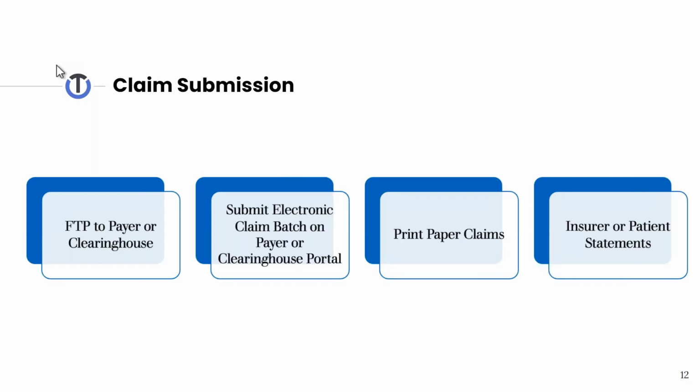Under claim submission, we have different options for submitting the claims once they're created. We can do FTP to the payer or clearinghouse, which is a secure file transfer. Or you can log into a portal and submit the batch file that was created. You can also print paper claims or issue patient statements.